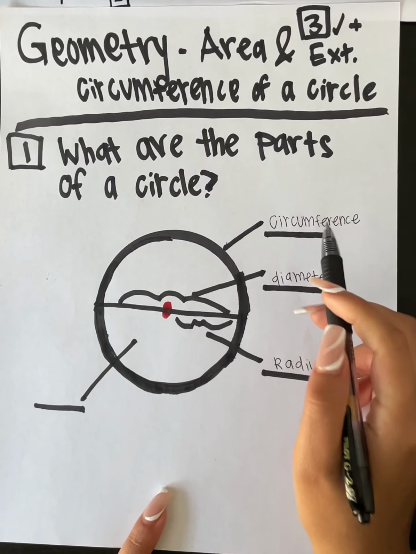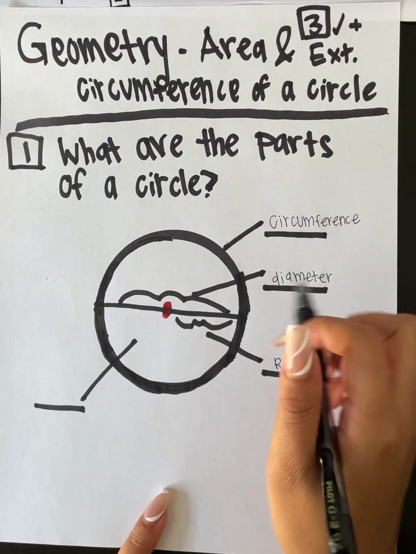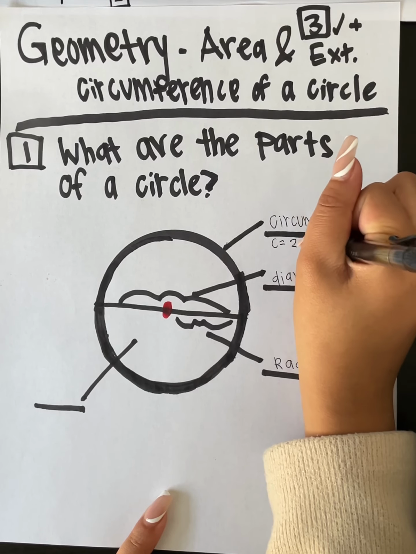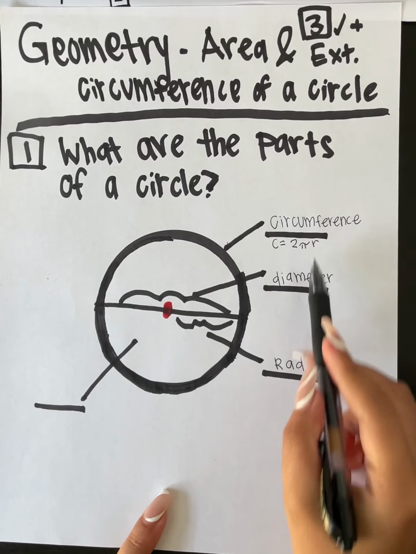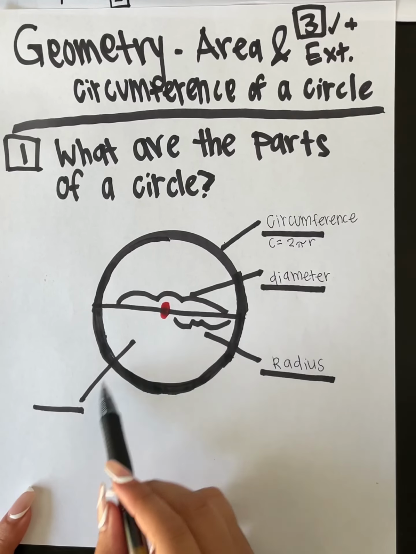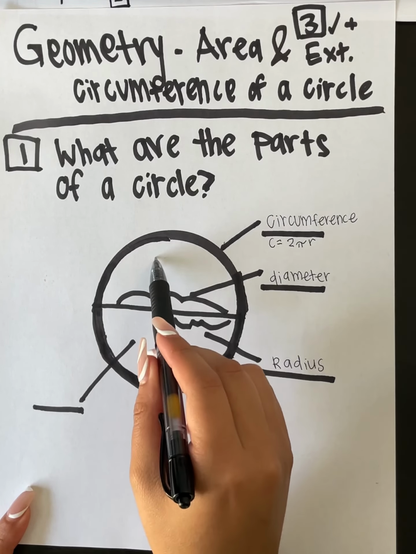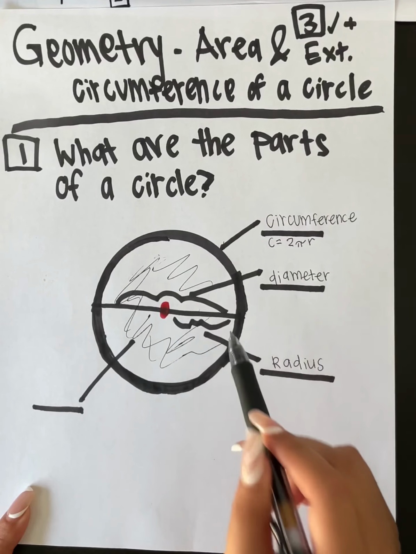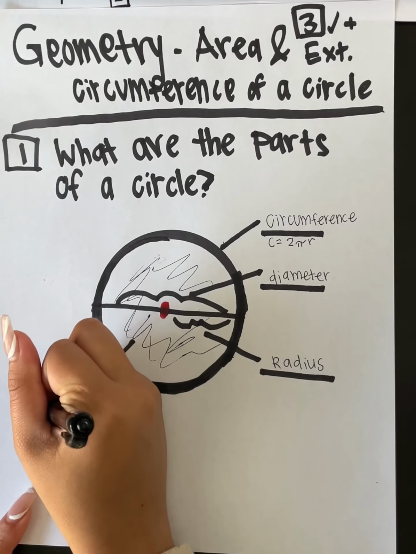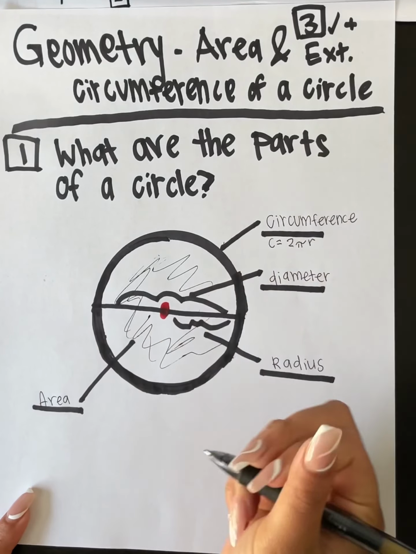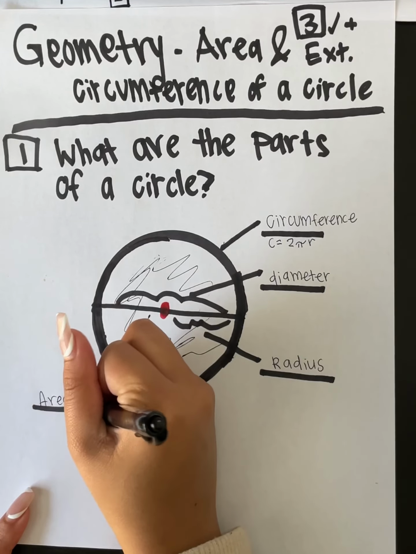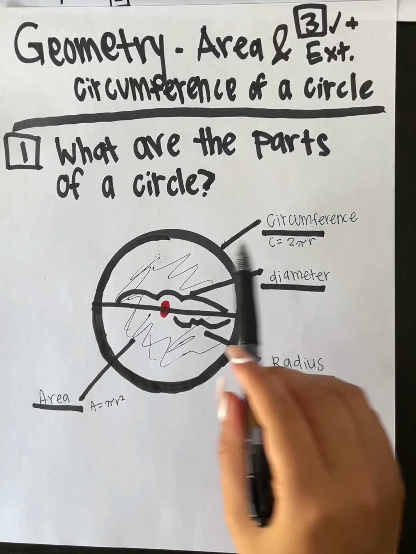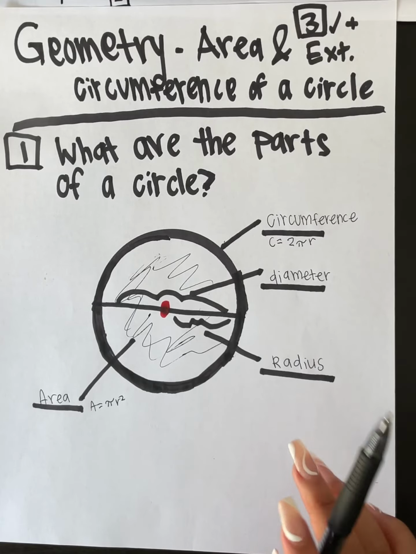And for this one, we do have a formula. Our circumference equals 2 pi r. We know r is our radius, and then right here, this is pointing to the inside of the circle. So if we shade this whole region, the inside of the circle is the area. And our formula for area is pi r squared. So those are the 4 main things that you need for our lesson today.